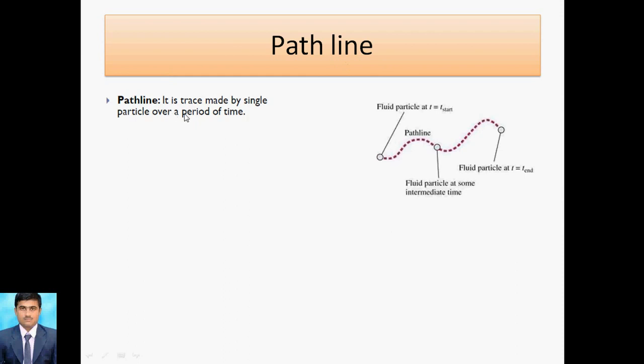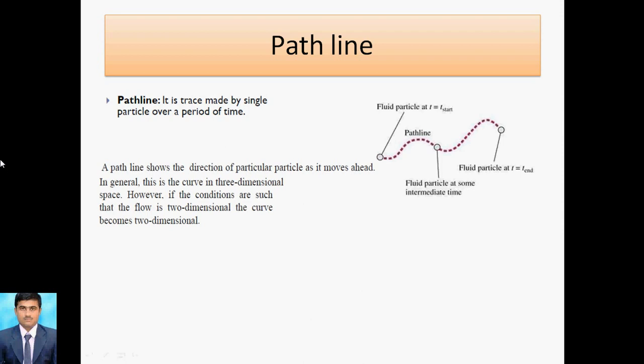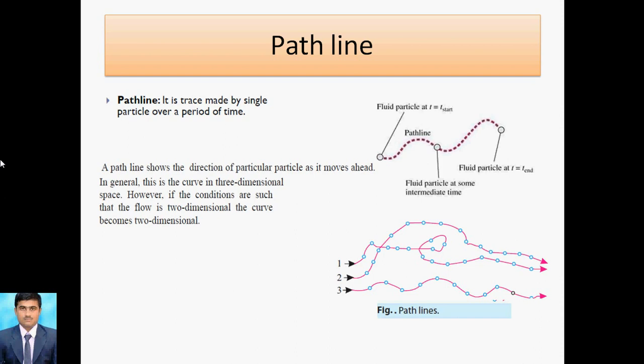Okay. So again, I repeat this term. If you consider a single particle and in a particular time it traces a line, that line is called the path line. Now the path line shows the direction of a particular particle as it moves, and in general it is a curve in three-dimensional space; in a two-dimensional case the curve becomes two-dimensional. So as per the dimensional form it can change its form. Now these are the path lines. So as I mentioned, if you consider the points and you are tracing the line, that line is called the path line. Is it clear?